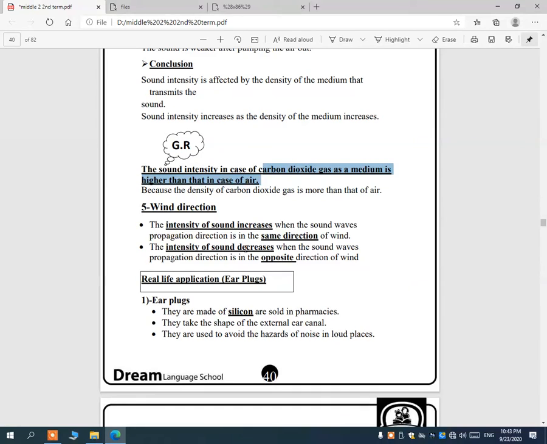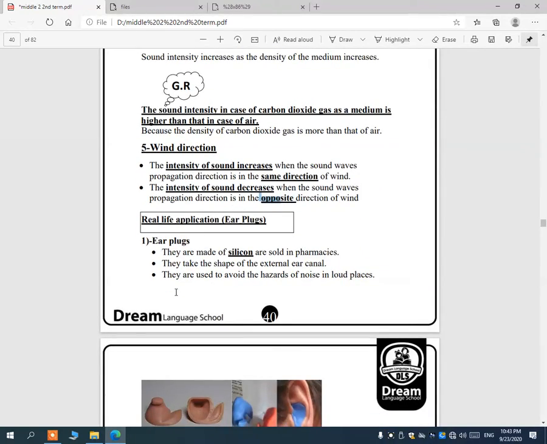If the sound and the wind direction are in the same direction, the sound intensity will increase. But if they are in the opposite direction, the sound intensity will decrease. So same direction, sound and the air in the same direction, increases. Opposite direction, decreases. Here we have a live application, which is the air plugs. Air plugs are made of silicon, and they take the shape of the external ear canal, and they are used to avoid the hazards or the danger of noise.